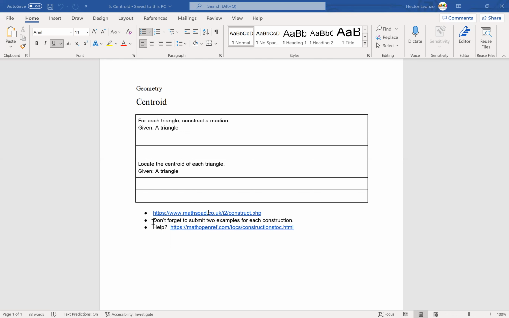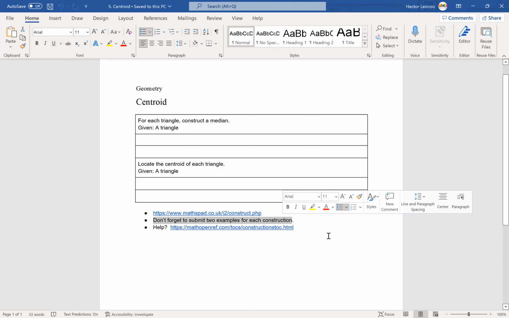Key phrase here: don't forget to submit two examples for each construction. Okay. So two different examples. So let's take a look.